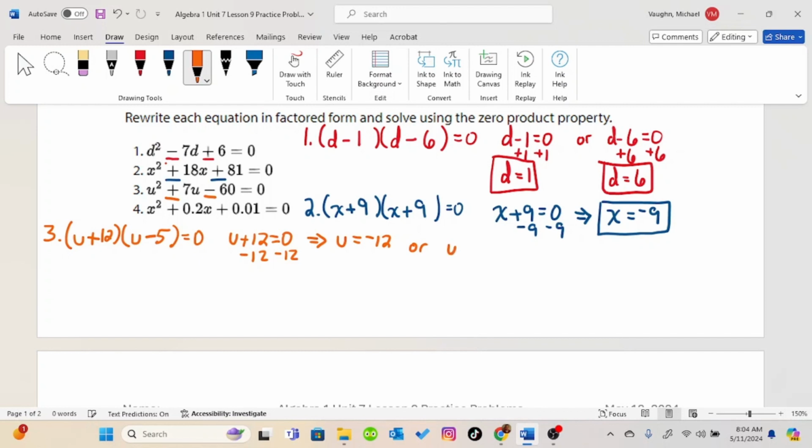Or u minus 5 equals 0. We add 5 to both sides, and we find out that u equals 5. So number 3 has 2 solutions.